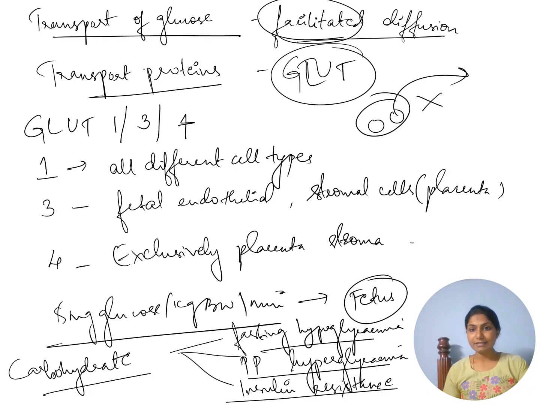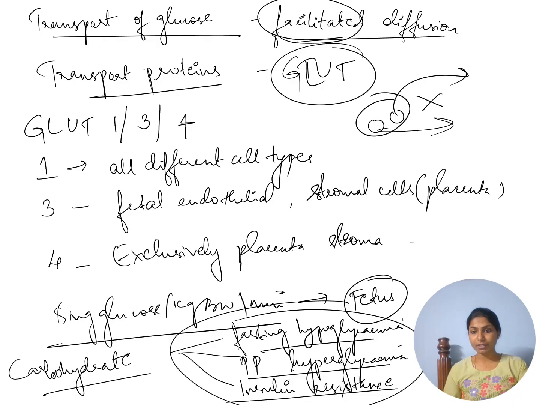So that is why there is shunting of all this glucose from the mother to the fetus. That is why these three are very important for the transfer of glucose from the mother to the baby. These are the main pillars of carbohydrate metabolism, and that is why the mother is at risk of developing gestational diabetes mellitus during pregnancy.